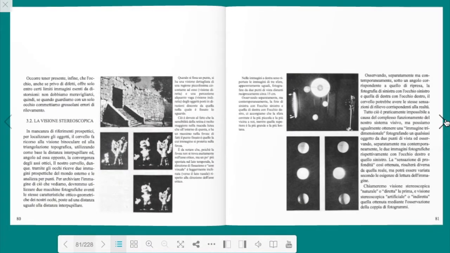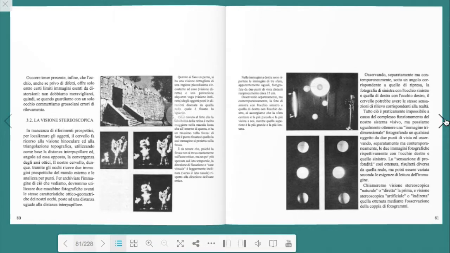Page 80. Finally, it should be borne in mind that the eye, even if without defects, offers only within certain limits images that are free of distortions. We should not be surprised, therefore, if when we look with one eye we commit gross detection errors. 3.2. Stereoscopic vision. In the absence of perspective references, to locate objects, the brain uses binocular vision and topographical triangulation, using the interpupillary distance as a base and, at the opposite angle, the convergence of the optical axes.